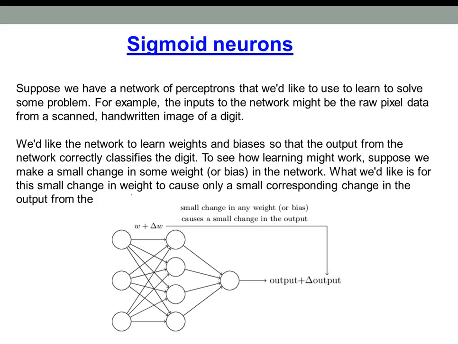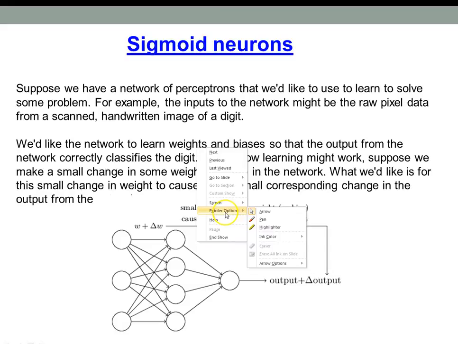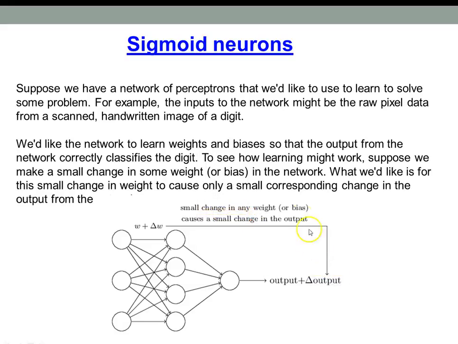Now, we haven't discussed how it learns at all yet, but anyway, that's where we're heading. So, to see how learning might work, suppose we make a small change in some weight or in some bias. So we have these weights here. Suppose we made a little change in one of the weights. We're going to change some weight by delta W. Everyone understand that notation, delta? Delta just means a change.